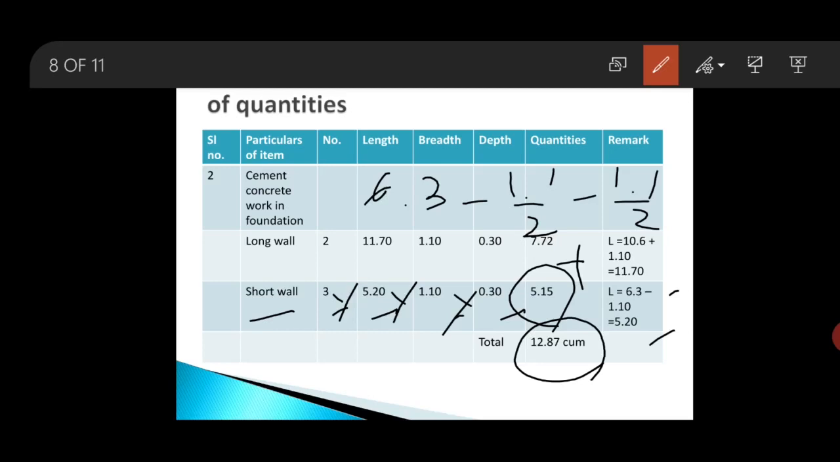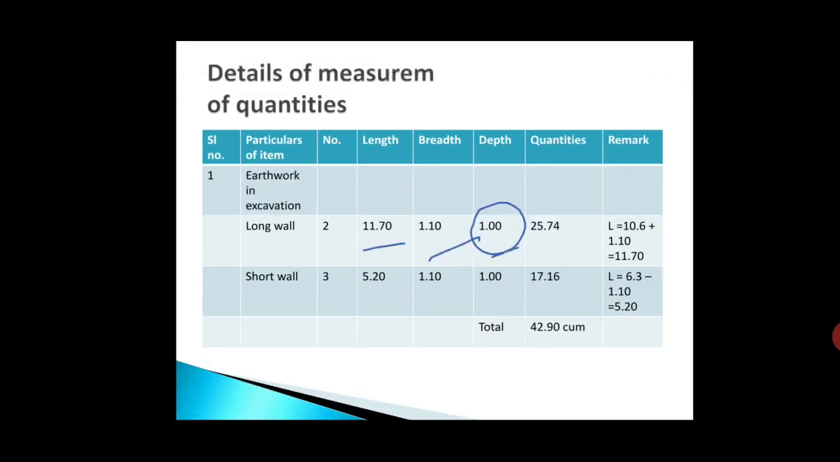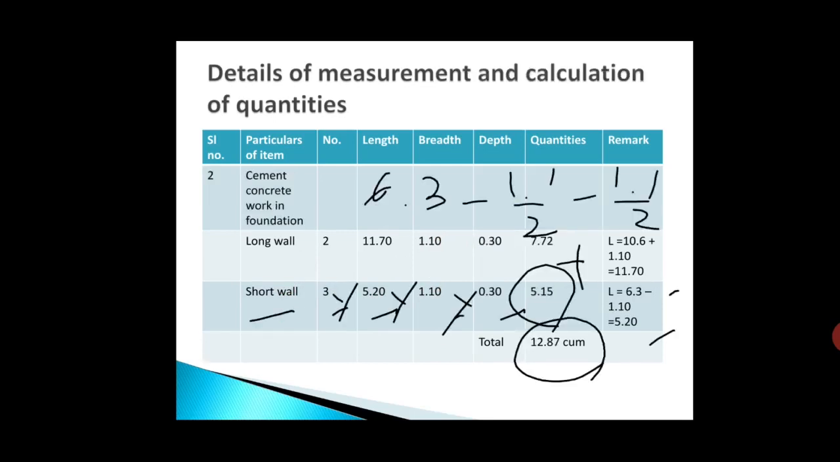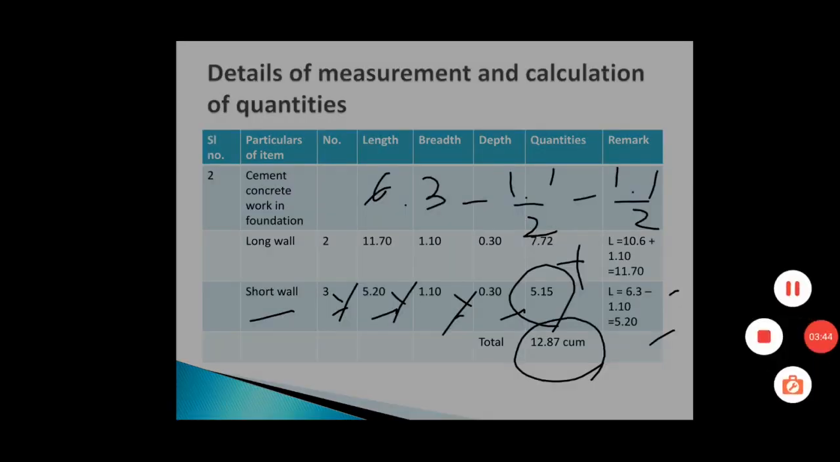So the short wall also has the same dimensions as your earthwork in excavation. See, here also the length is 5.2 and breadth is 1.10. So this is all about for today's class. In the next class, we will do the estimation of the next item of work, that is brickwork in foundation and plinth. Thank you.